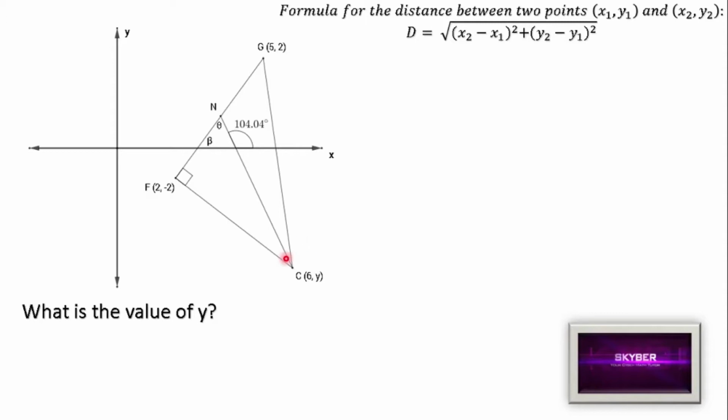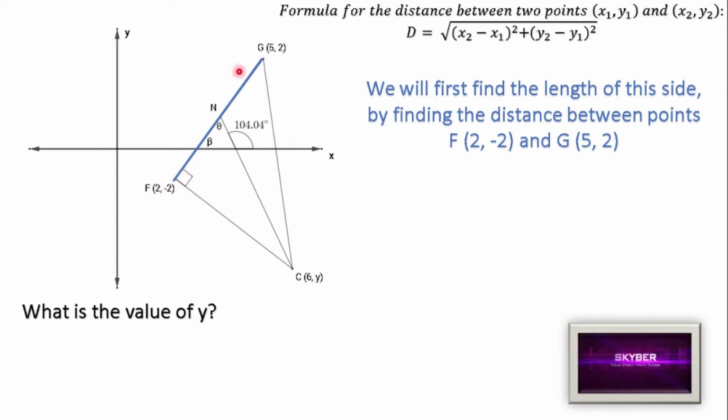Now, in this question, we're trying to find the value of y, which is the y coordinate of this point C. To do this, we can find the length of these sides, and to do that we'll use the distance formula.